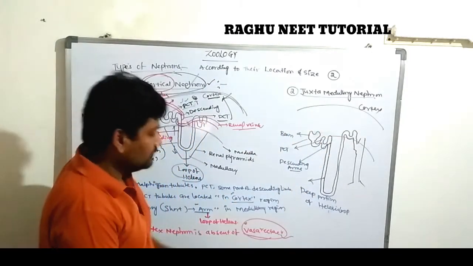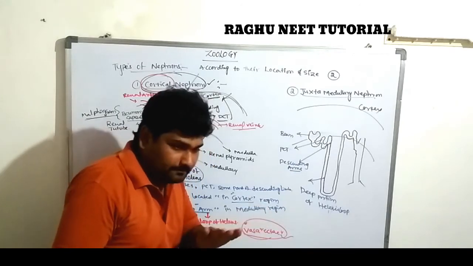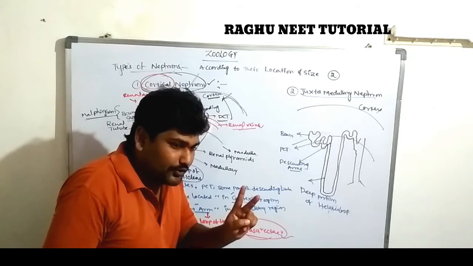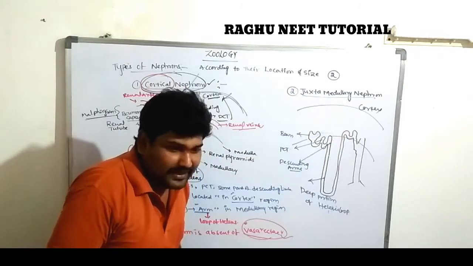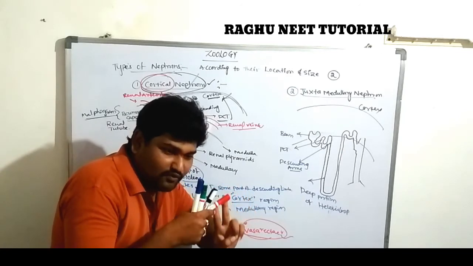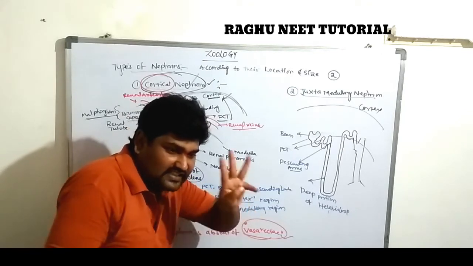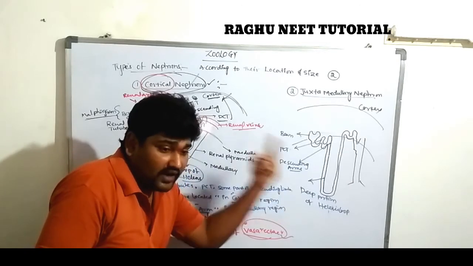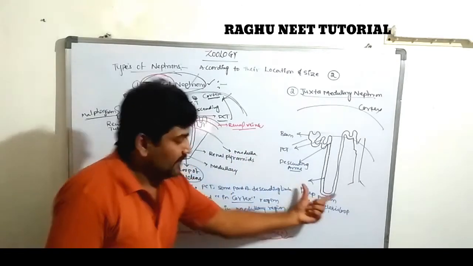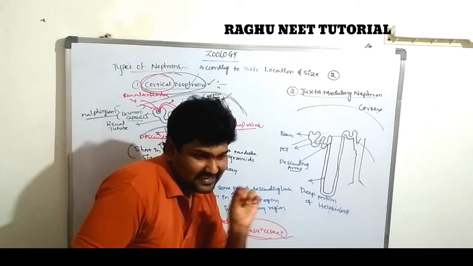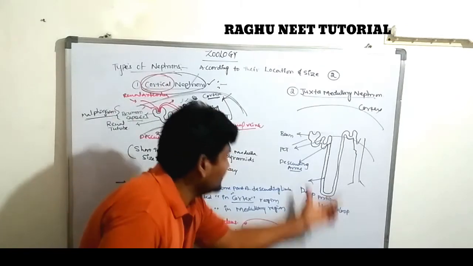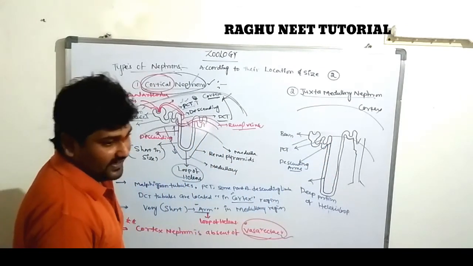Juxtamedullary nephrons share the cortex and medulla. The Malpighian tubule, proximal convoluted tubule, and distal convoluted tubule are in the cortex, but the majority of the nephron, the major portion, is in the medullary region. This type of nephron is called a juxtamedullary nephron.